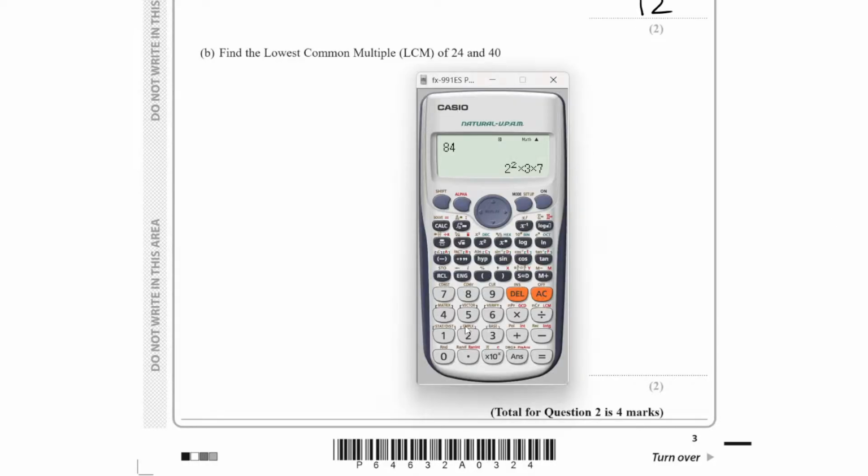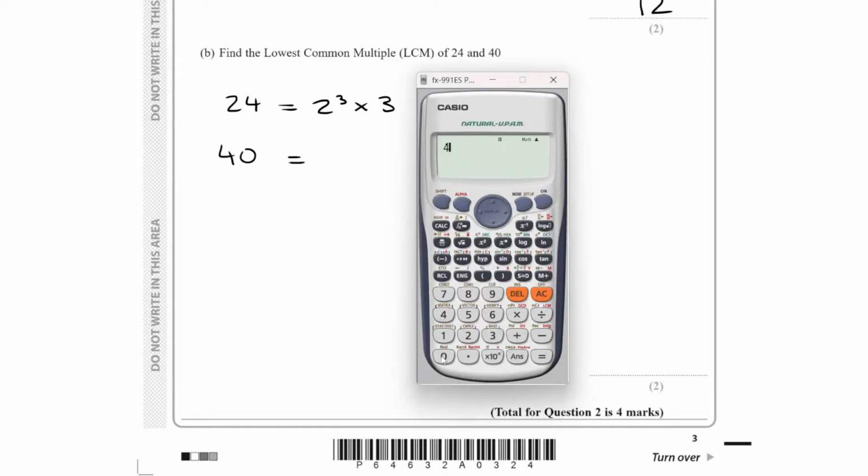So find the lowest common multiple of 24 and 40. Again, you could list out the times tables of 24 and 40 if you want, or you can do the product of prime factor method. It's up to you. So 24 is 2 cubed times 3, and then 40, fact button, 2 cubed times 5.